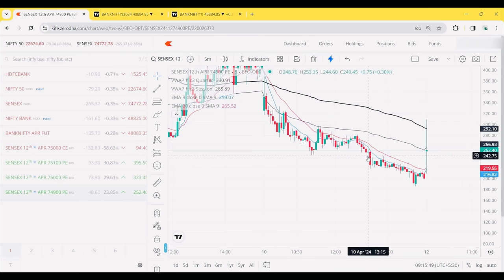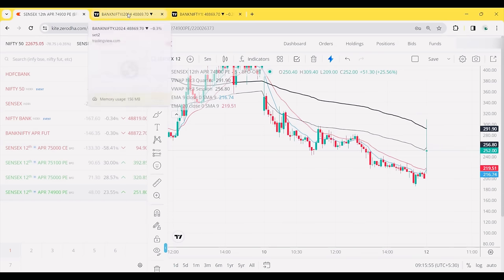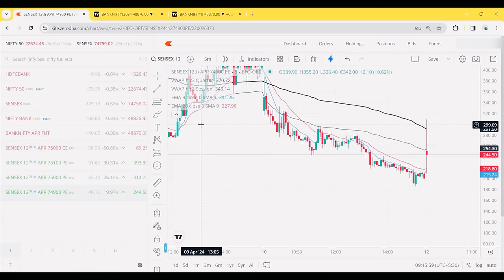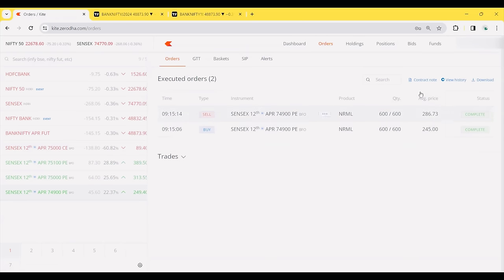You can see there's a dip from that level. That's where it got a rejection yesterday, opening itself. So this is the trade that we have taken, 41 points, and it took 8 seconds.